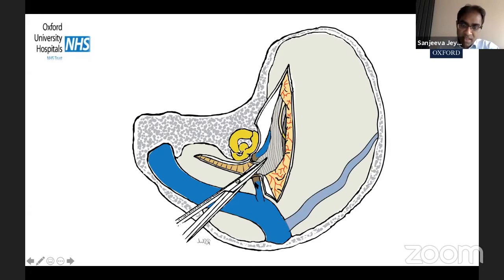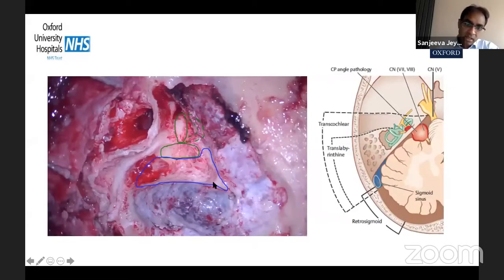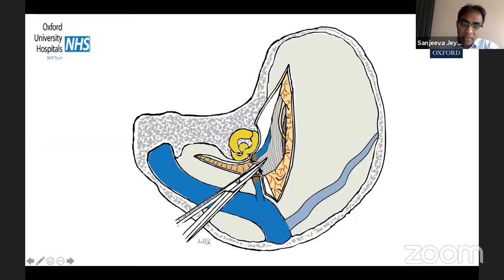The superior petrosal sinus here, I'll just go back. The superior petrosal sinus there has been coagulated. Then I'm going to cut through it. We've drawn it a bit big here, but the vein of Labbé, which should really be further down here, is shown in the picture and must be protected.